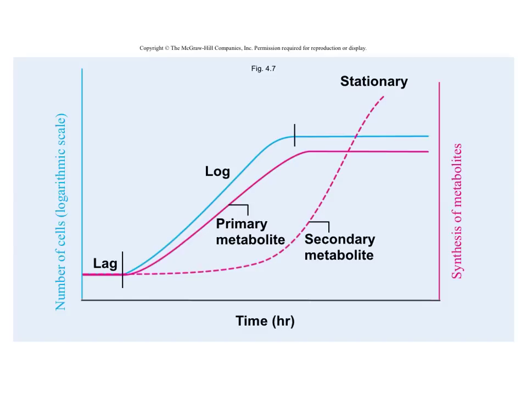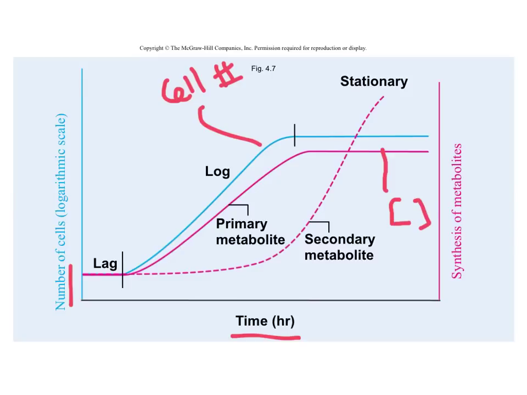So another example of growth is when we generate secondary metabolites. For example, if we look here again, we have time and number of cells, on a log scale. We start out with the lag phase, then we get the log phase. The blue line is cell number. If we look at this pink solid line, this is the synthesis of metabolites, so you can think of it as the concentration of some sort of chemical.